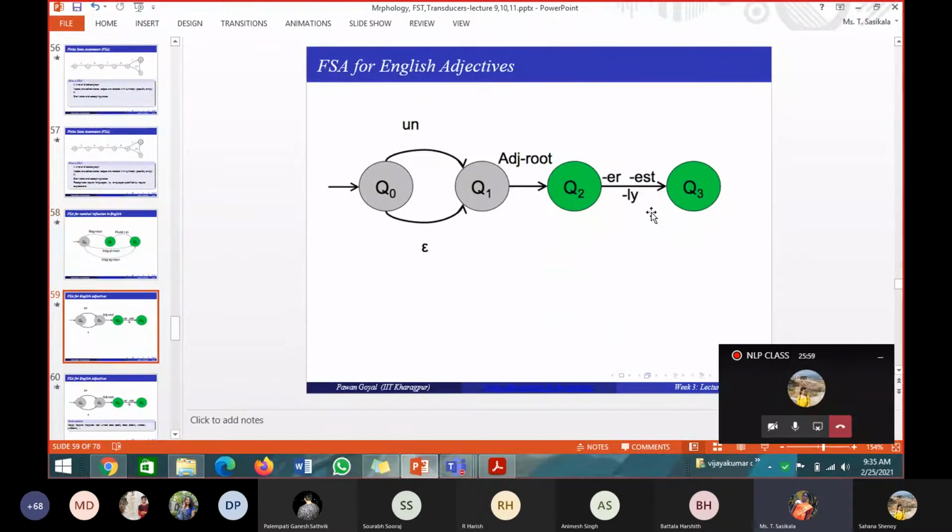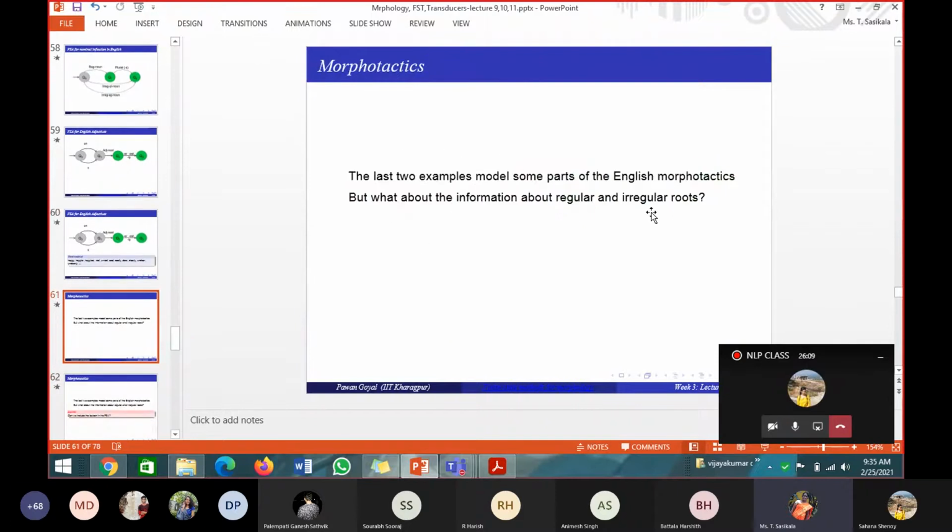And we have seen another finite state automaton for English adjective words. We saw it in the last class, and it will accept some words. Next we will move to Morphotactics.